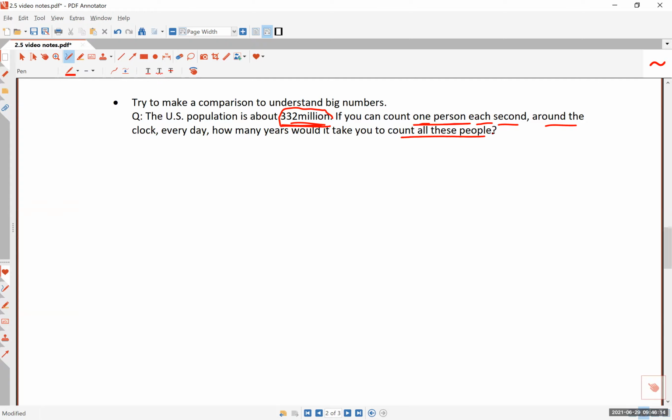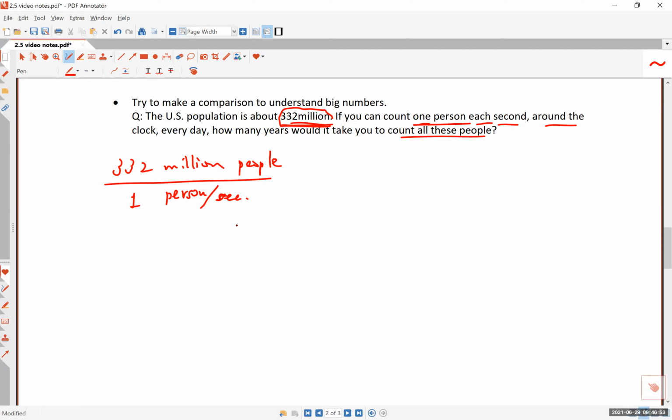In other words, if you can count one person every second around the clock, how many years would it take to call everybody's name? Okay, that's the question. So how do we do this? Well, we have 332 million people, right? And we can do a unit analysis, I guess. So this is people. And what we're trying to do is call them one person per second. It's a little tricky to do the analysis.